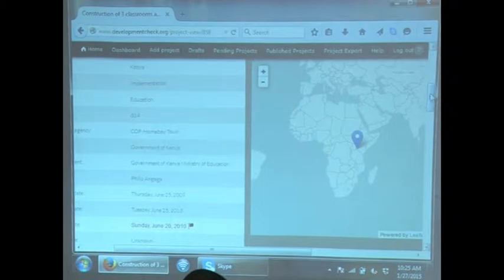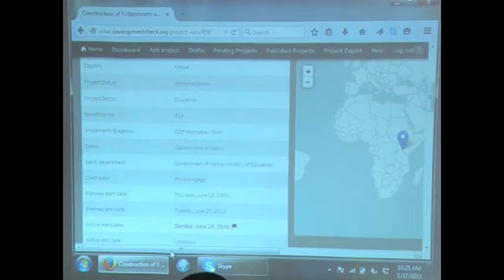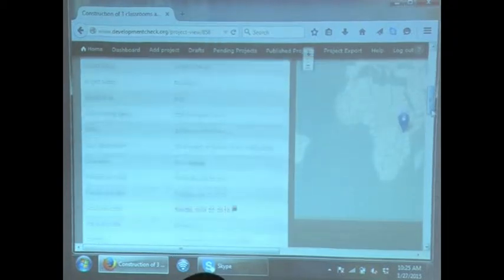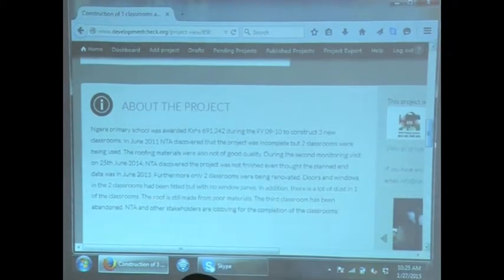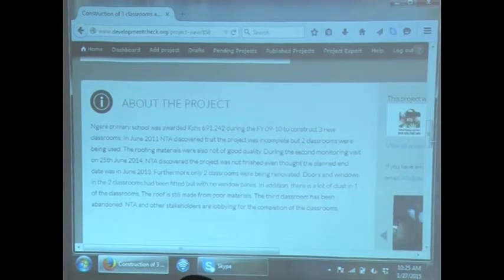It's in Homa Bay County, and Homa Bay is usually to the western part of Kenya, where Lake Victoria is. So you can see that is where the project is. And this is the project information that we collected about the project. As you can see, it was awarded that amount of money. Then there's more information about the project itself.